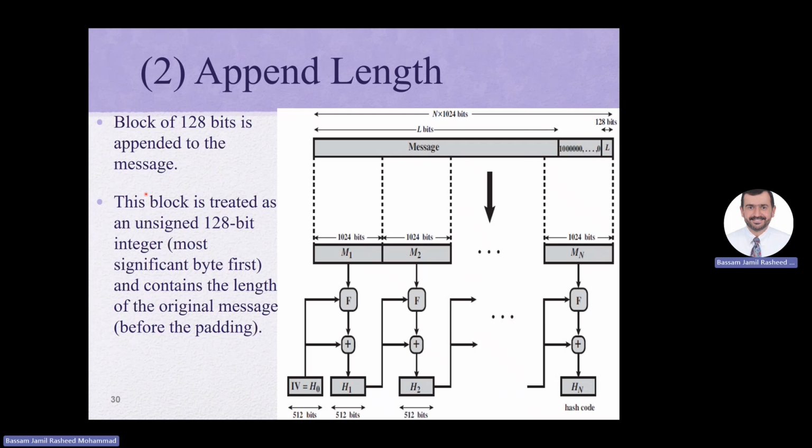So this chunk of 128 bits indicates the length of the message, as we indicated earlier.